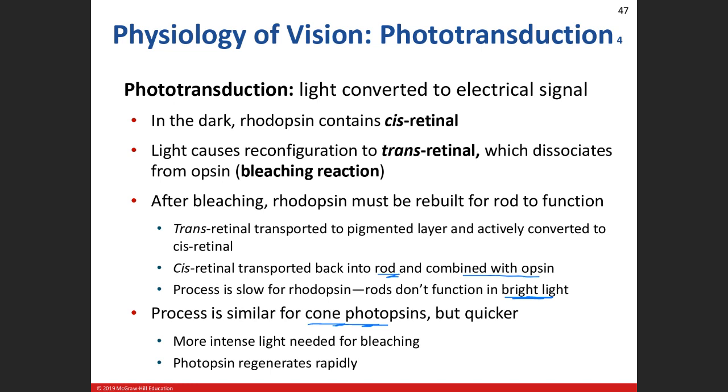So if you really want to blind the cones, it's almost like standing in front of a car and having them turn their high beams on you, but you know what I mean. You have to be in a really bright area. Again, we're going to see the photopsin, which is that photopigment molecule. It will regenerate quicker in the cones than it will in the rods.